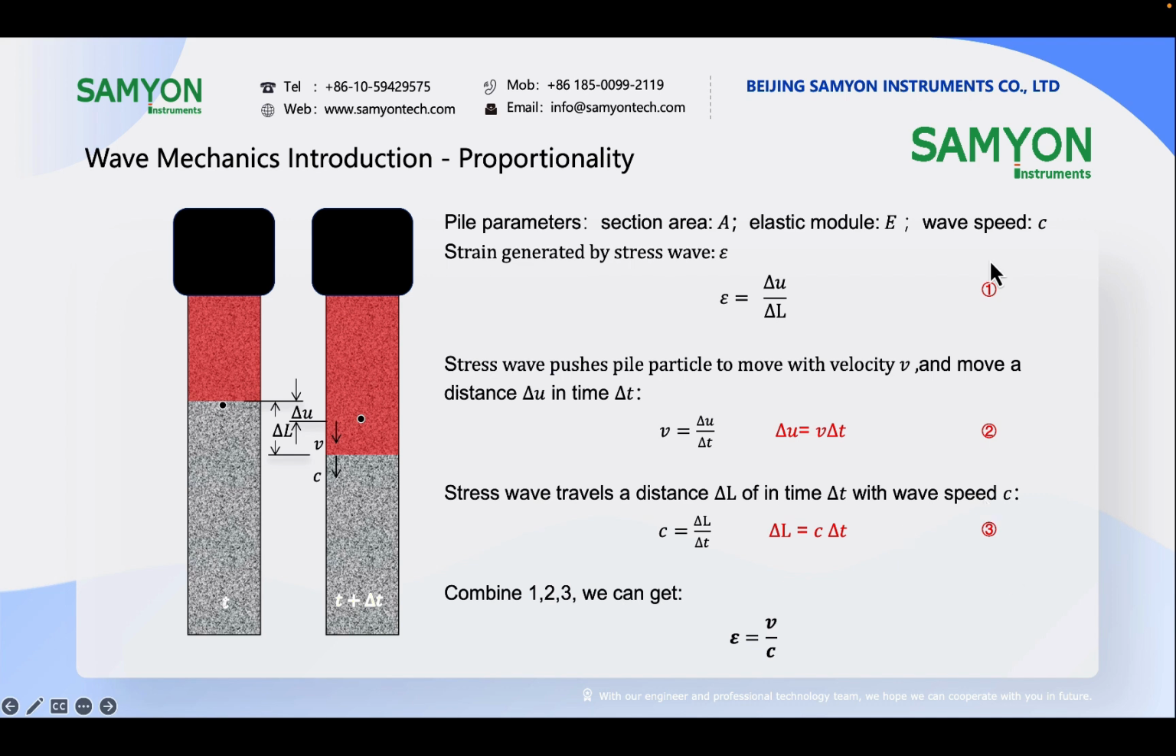So we combine these three formulas. We replace delta U with V times delta T and replace delta L with c delta T. Then we can get this relationship: strain equals V divided by c. Actually, strain is the parameter that is measured by our strain sensor. And the velocity is the parameter that is measured by our accelerometer. The acceleration, we can accumulate it to V, velocity.